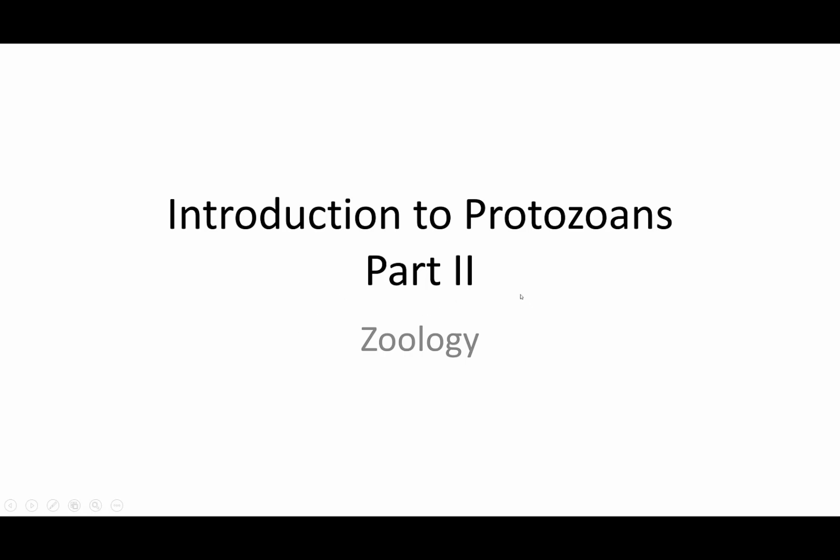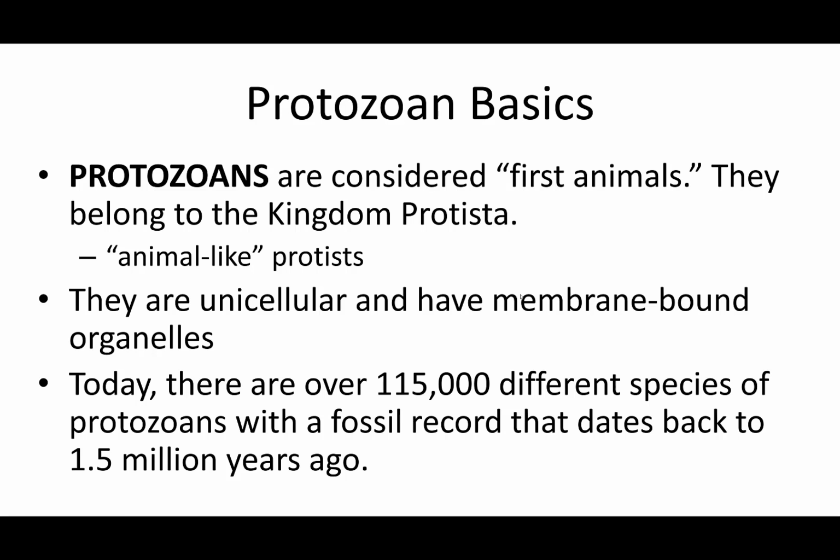So part 2 of our introduction to protozoans. Remember, they are considered the first animals, and these are the protozoans, which are the animal-like protists within the kingdom Protista, which has other versions, the plant-like and the fungal-like. So there's probably about 50,000 animal-like protists. And that took place 1 billion years ago, not a million years ago.